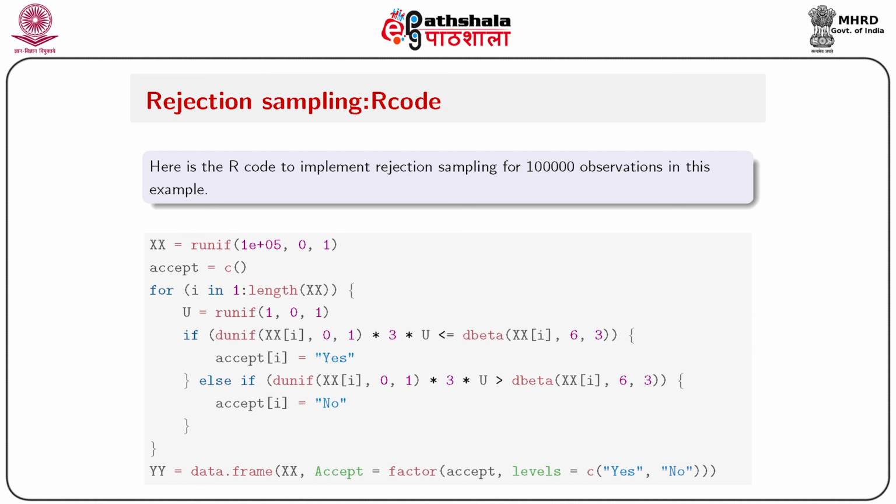Else if dunif(xx[i], 0, 1) times 3 times u is greater than dbeta(xx[i], 6, 3), accept[i] equals no. Then finally yy equals data.frame(xx), and accept equals factor(accept, labels c(yes, no)). So this yy will provide you the data frame where xx is the generated random variates and accept tells you whether each was accepted or rejected.